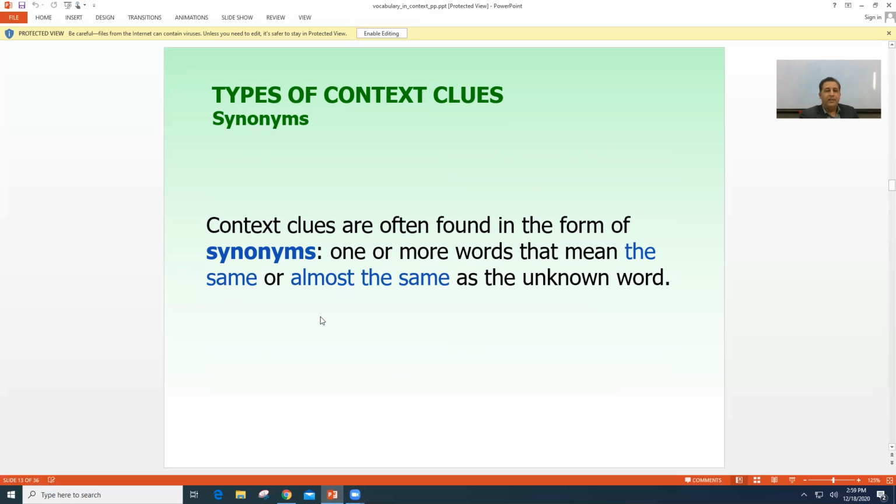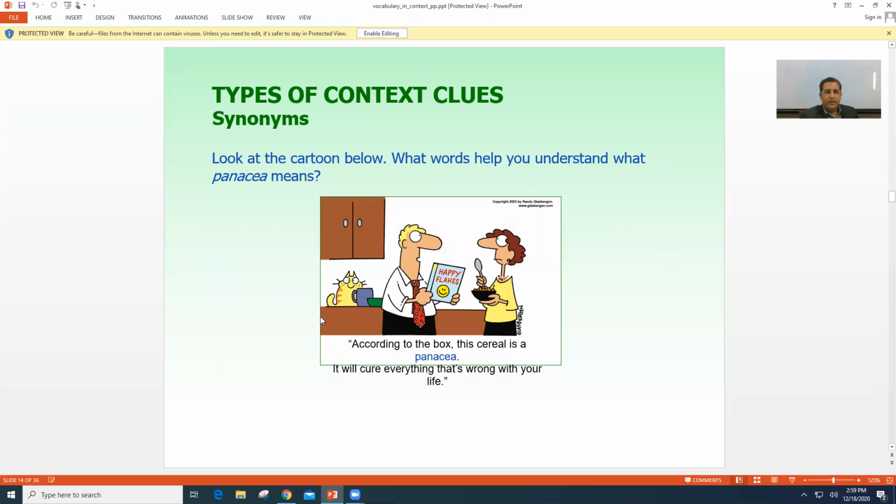So sometimes we do have a synonym in the very sentence in which you have got a word that you're unfamiliar with. So that synonym which is there in the same sentence is going to help you to figure out the meaning of that difficult word. Now look at the cartoon below. What words help you understand what panacea means? Now you can see here, according to the box, the cereal is a panacea. It will cure everything that's wrong with your life.